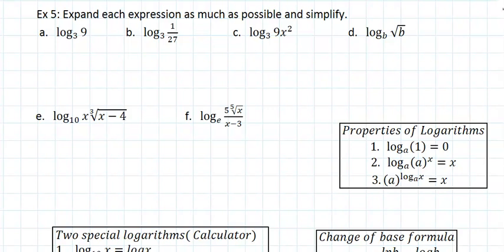Continuing on with section 6.6, our next example: expand each expression as much as possible and simplify. To do that we need to really make use of the properties right here. Recall log base a, provided a is bigger than 0 and not equal to 1, of 1 is always 0. Whenever the base of the log and the base of the exponential match, they undo each other. And if I'm looking at an exponential in which the base matches the base of the log, and the log is the power, they undo each other as well.